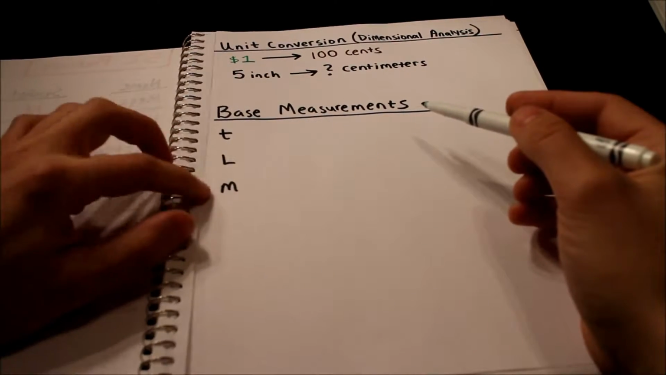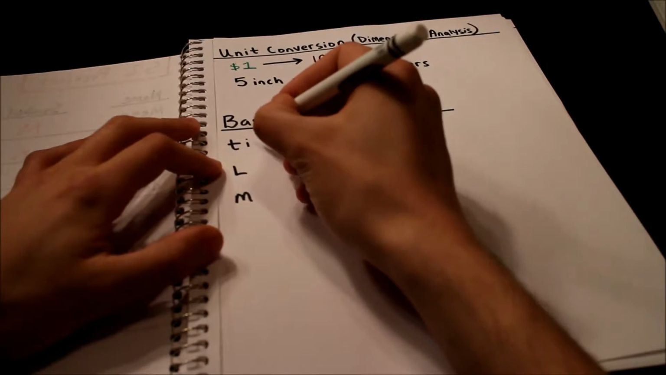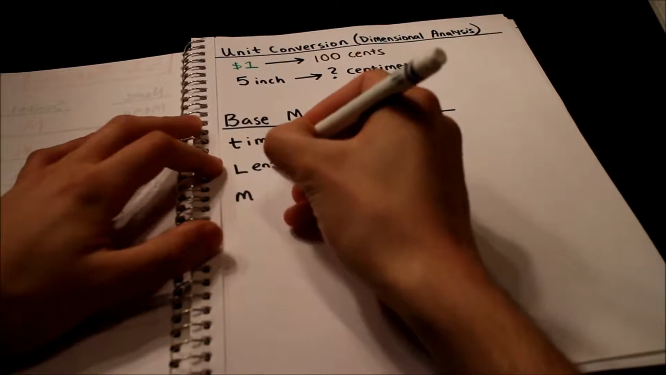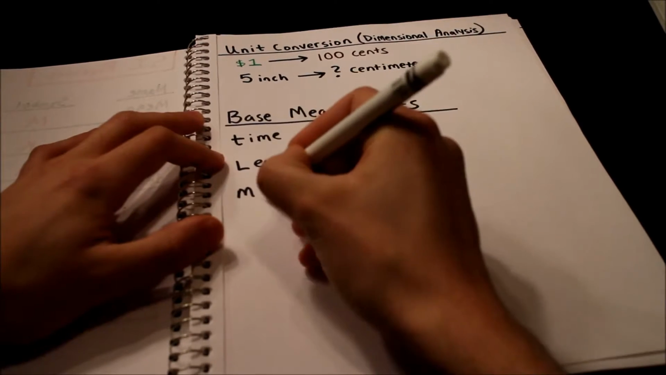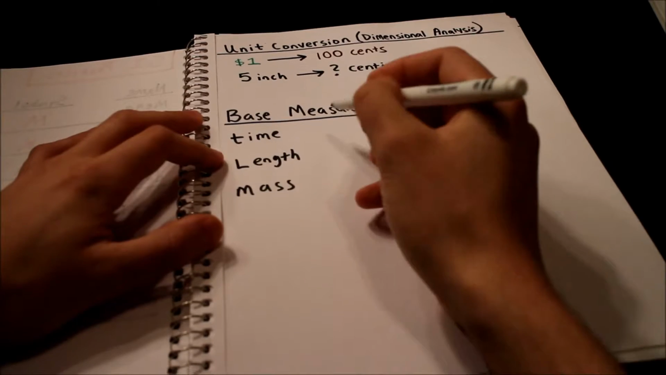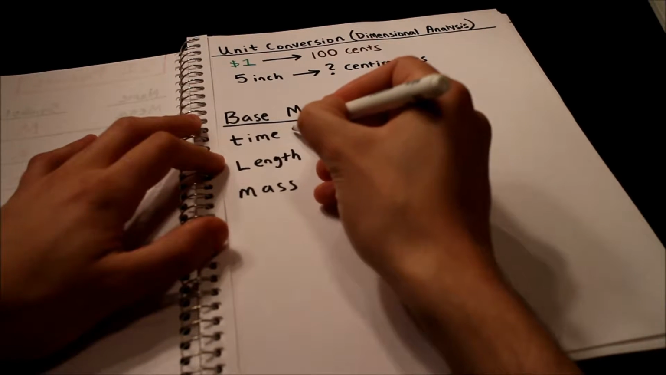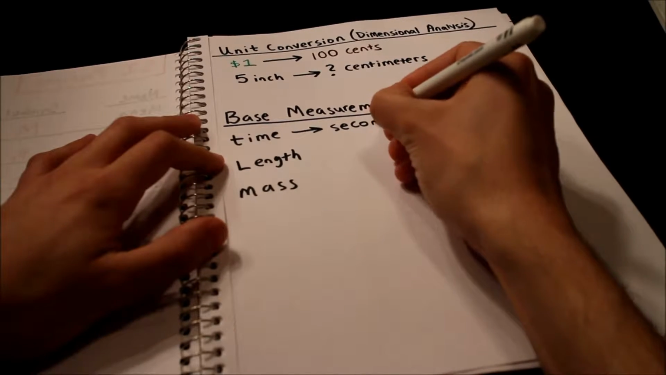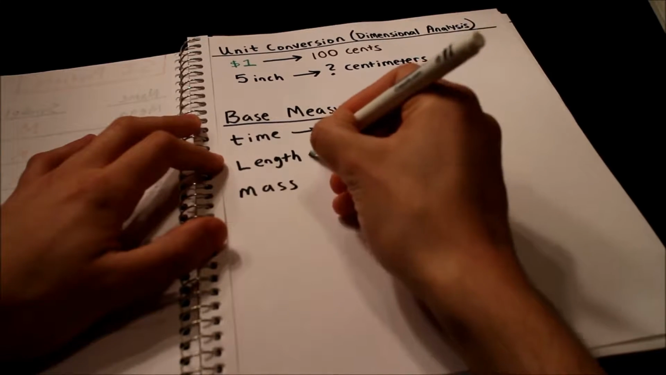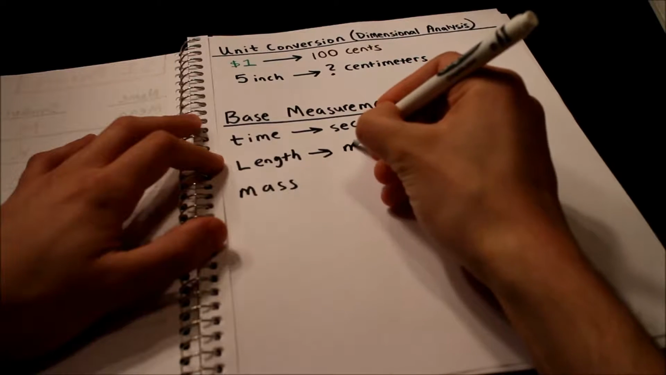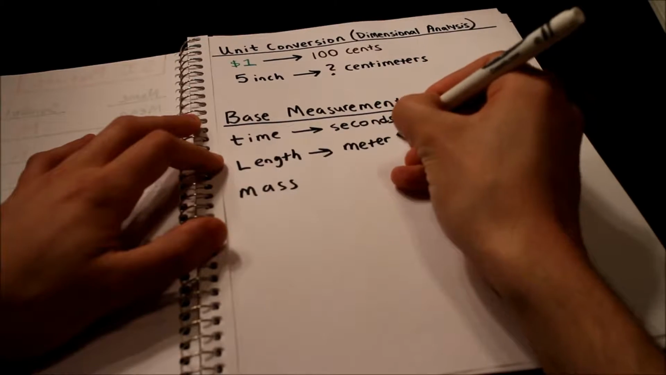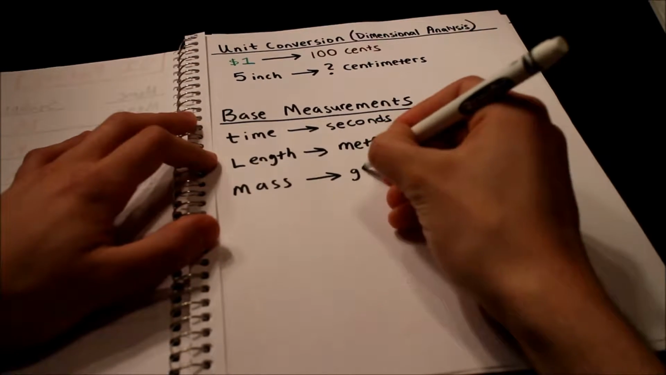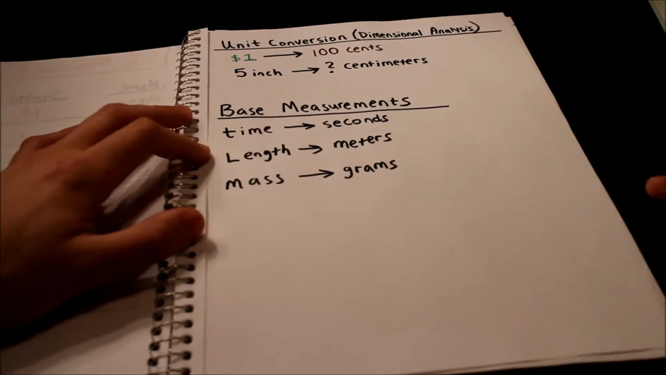Now you see I've got a T, L, and an M. This is things that we can measure in nature. They're time, length, and mass. Now, the base unit for time, we measure these in seconds. Length, we measure these in meters. And mass, the base unit for this one is the gram. We measure that in grams.